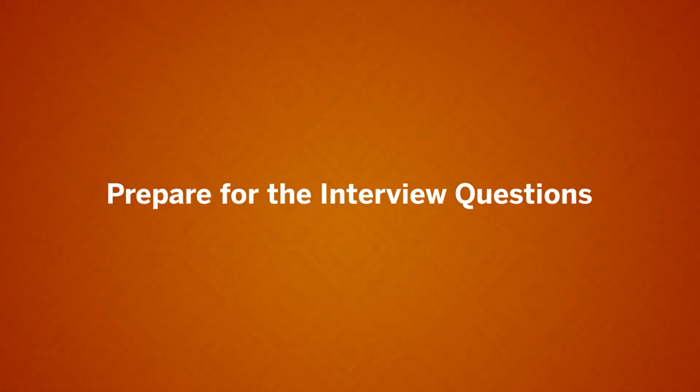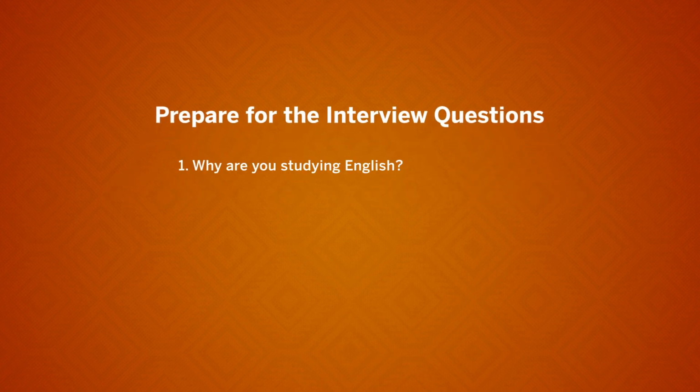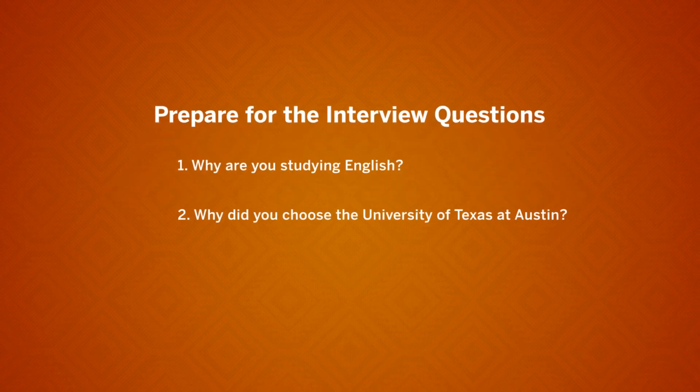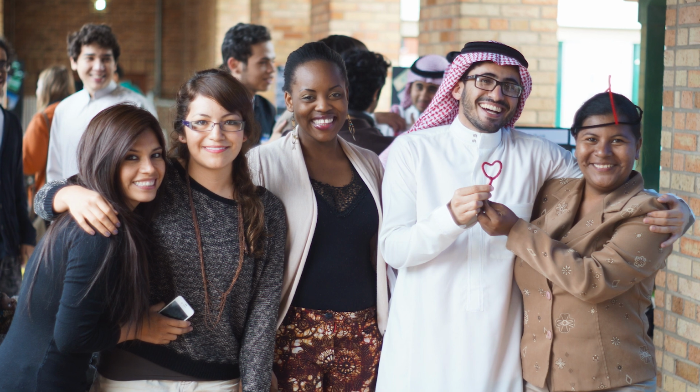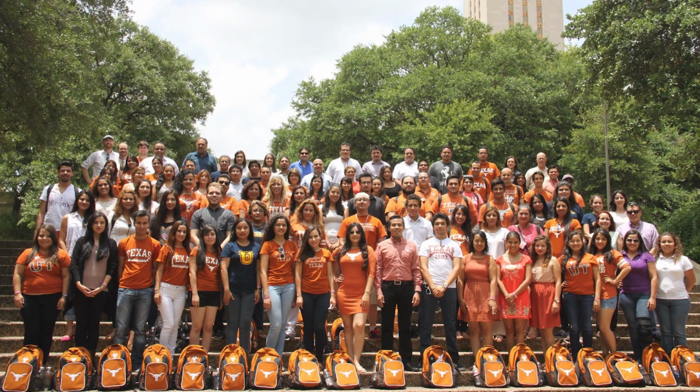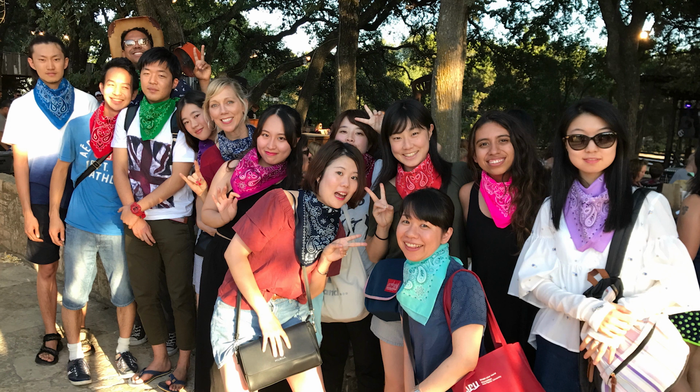It is wise to take some time to prepare for the interview before the appointment. Prepare for the interview questions such as, why are you studying English? Why did you choose the University of Texas at Austin? What are your plans after studying English at UT? Remember, you must show that your intention is to study in the English program. This is what the student visa is being granted for. Be prepared to talk about how learning English will help you accomplish your goals and objectives in your home country, or how learning English will help you apply to a U.S. university later on.